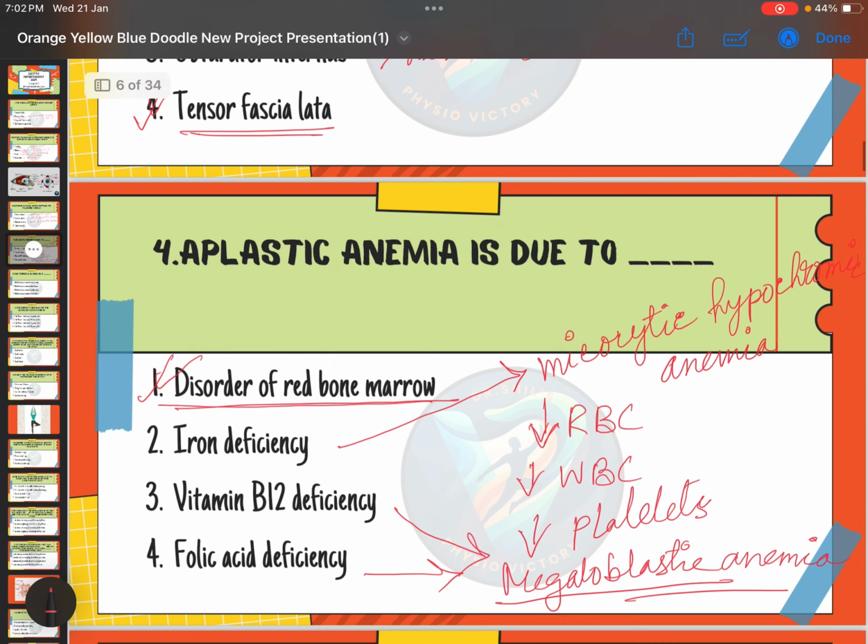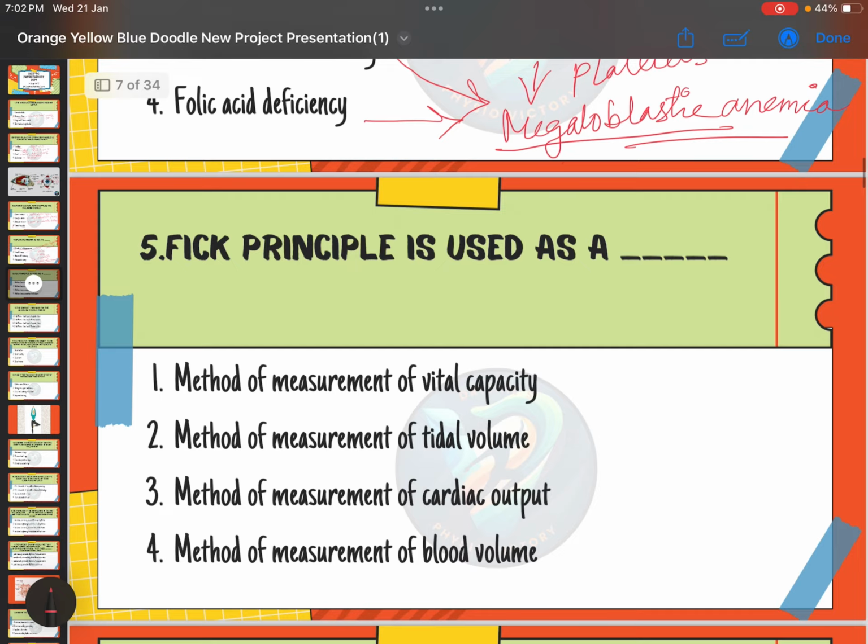Next, come to question number 5. Fick's principle is used as a option 1 method of measurement of vital capacity, option 2 method of measurement of tidal volume, option 3 method of measurement of cardiac output, option 4 method of measurement of blood volume. Here the correct answer is option 3 method of measurement of cardiac output.